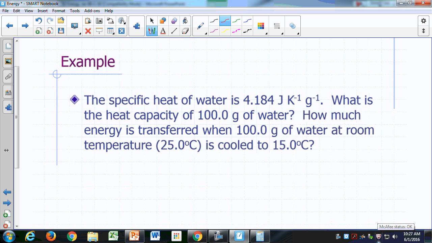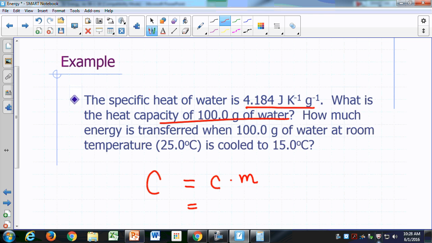Let's look at this example question here. If you're given the specific heat of water is 4.184 joules per Kelvin per gram, what's the heat capacity of 100 grams of water? How is heat capacity related to specific heat? Very good. So multiply the specific heat, the heat capacity per gram, by the number of grams, right?